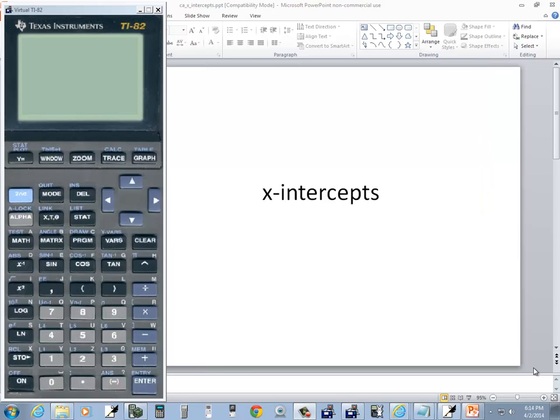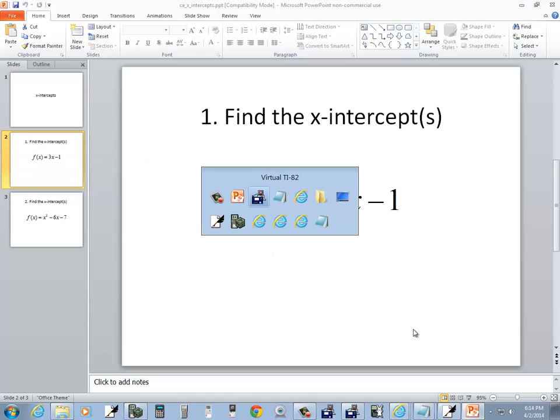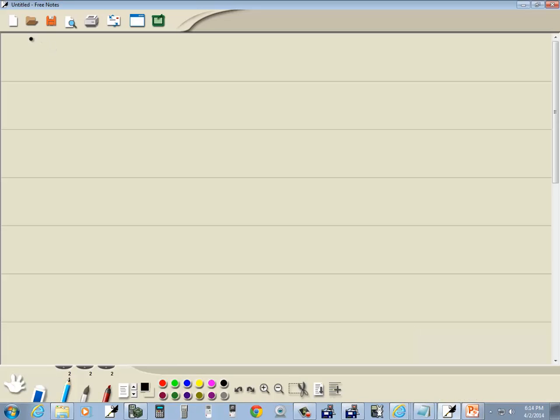Let's take a look at finding x-intercepts using a TI-82 calculator. And let's take a look at our first problem here. Okay, we got f of x is equal to 3x minus 1. Now, finding the x-intercept. When you find the x-intercept, you always plug 0 into the other variable.